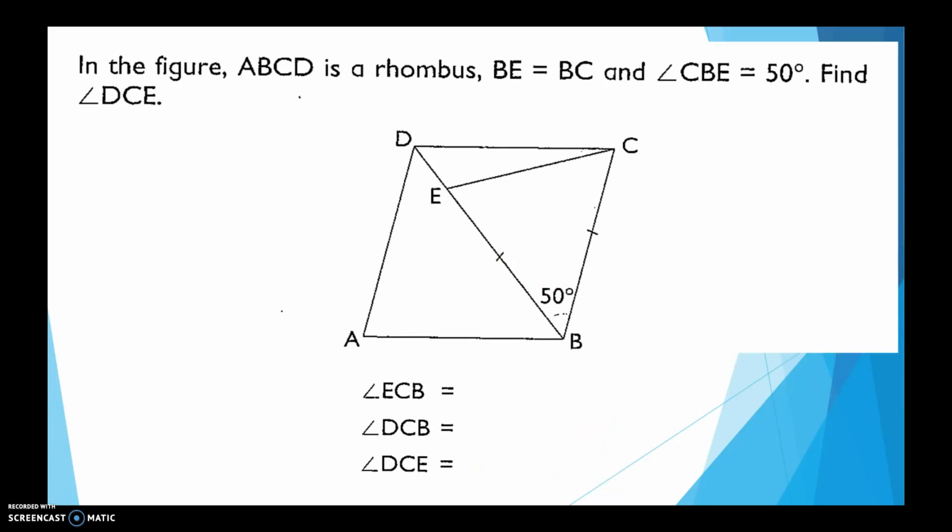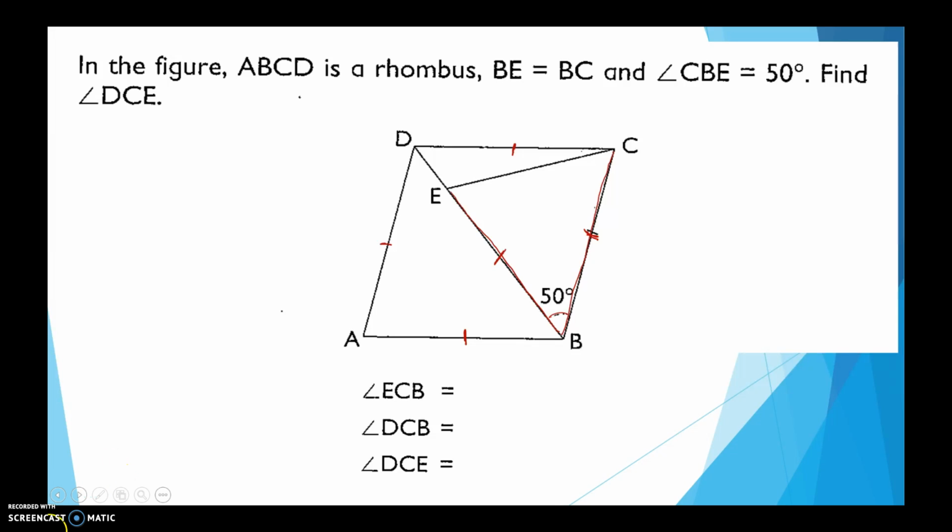In this figure, ABCD is a rhombus. Let's stop right there. Let's just mark some stuff. If we have a rhombus, we know that all the sides are equal, so I'm going to mark them all with a little slash mark here. BE equals BC. Oh, well, that's convenient. So that means that this line equals this line, so it also equals those other sides. And angle CBE equals 50 degrees. Oh, okay, so that's 50 degrees, and we want to find angle DCE.